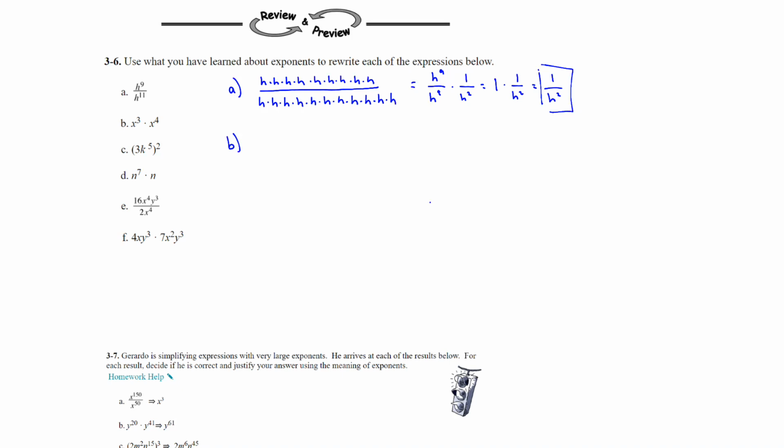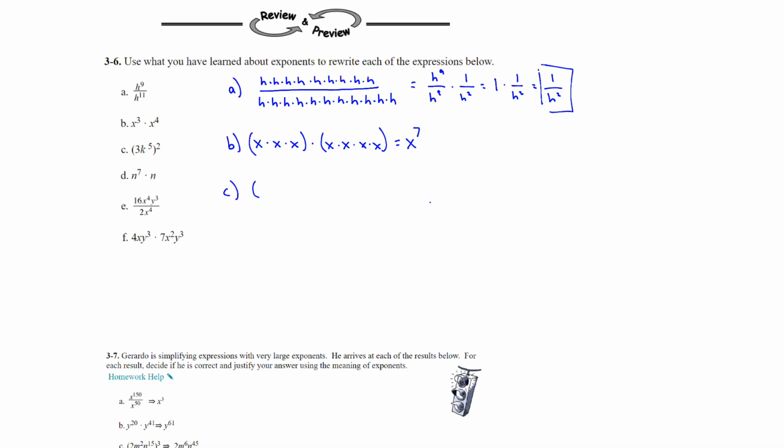Next up, B, we have x to the 3rd times x to the 4th. So we could expand that out to x times x times x times x times x times x times x. So you can see there's a total of 7 x's. So that's x to the 7th power.